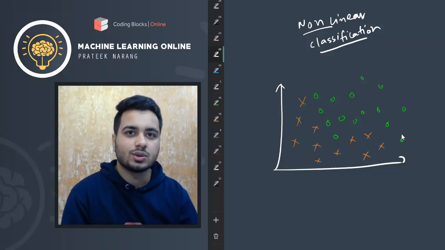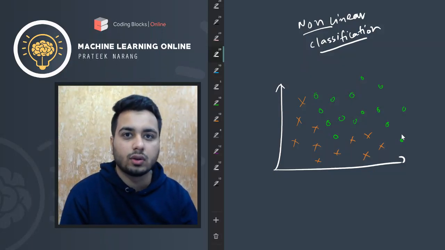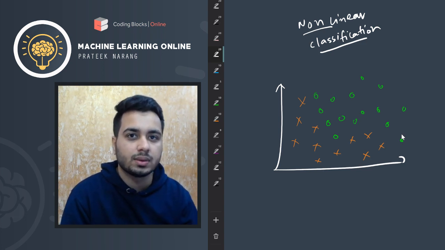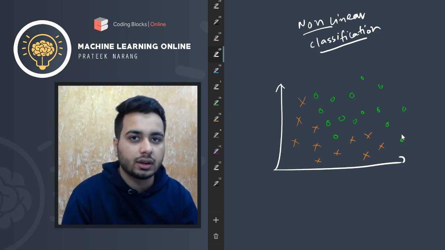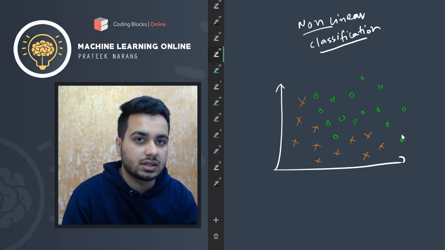Hi everyone, welcome to this video on nonlinear classification. So far we have learned about many linear classifiers like linear SVMs and logistic regression. All of them generate a linear boundary to separate the data, right? But in many real life problems your data is not linearly separable, and still you want good accuracy on non-linearly separable data using a linear classifier.